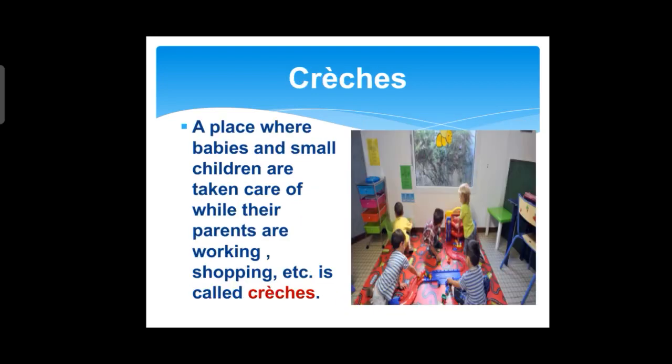Crashes. A place where babies and small children are taken care of while their parents are working, shopping, etc. is called crashes. In joint families, the grandparents take care of their children when parents go out for the job, but in nuclear family, parents leave their children with the nannies or in crashes.